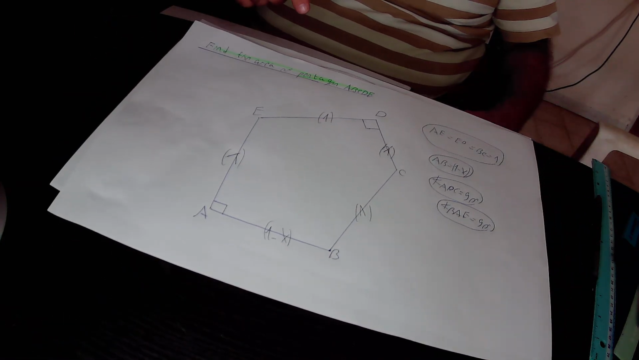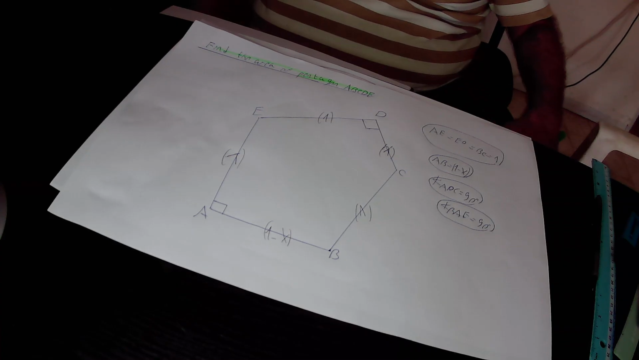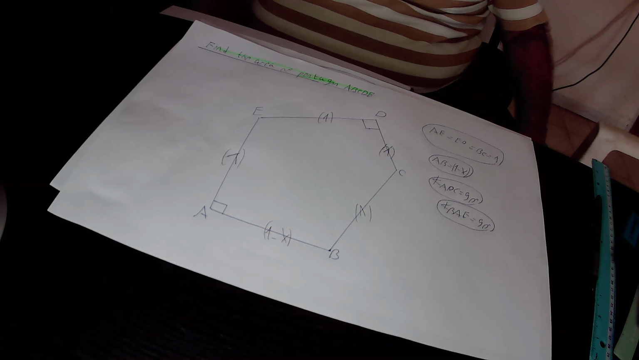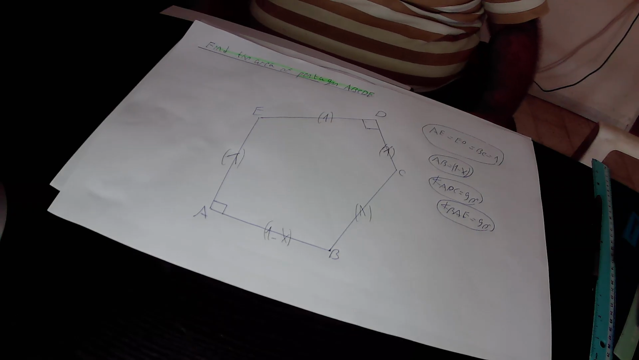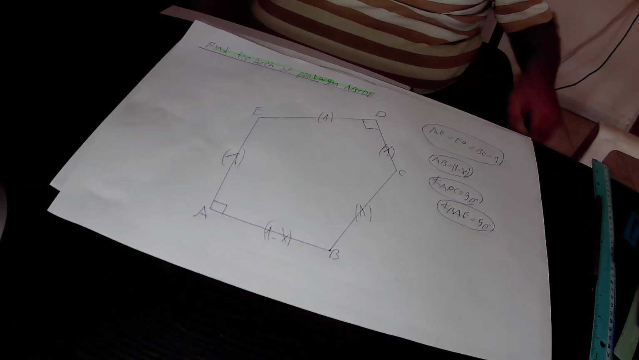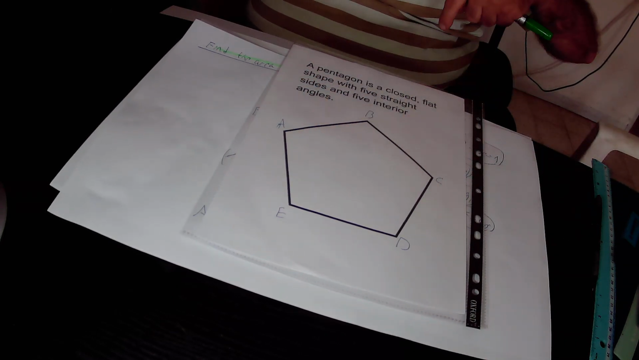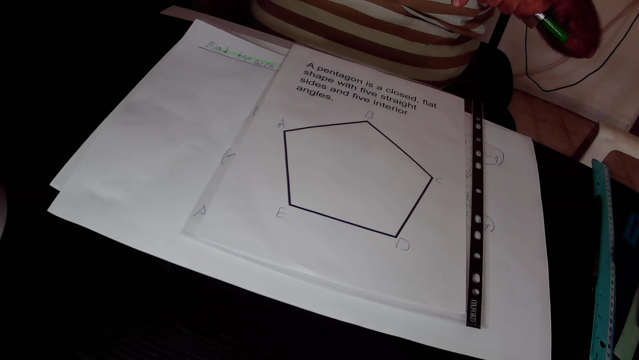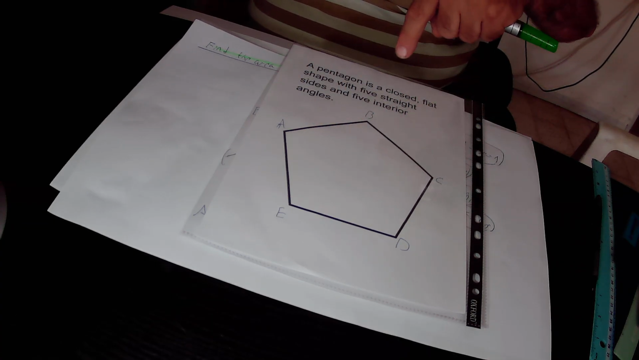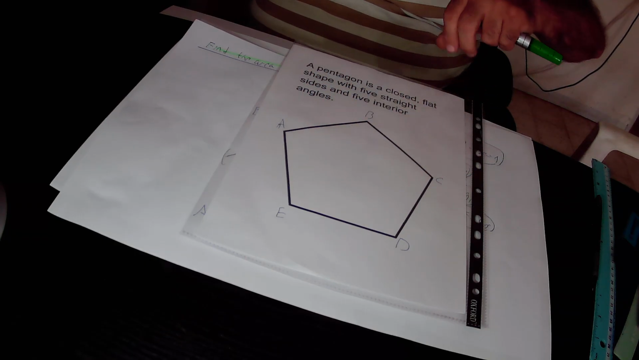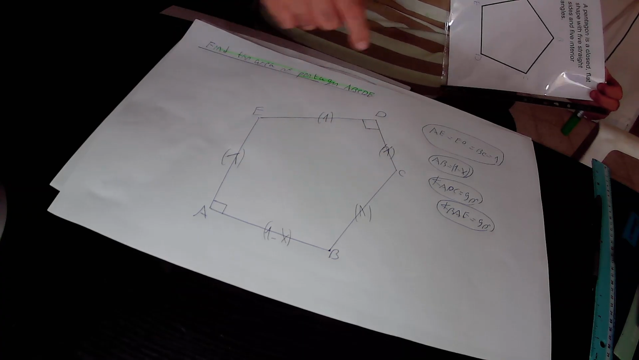In the drawing, you have pentagon ABCDE. So what is a pentagon? A pentagon is a flat closed shape with 5 straight sides and 5 interior angles. This is pentagon ABCDE. Pentagon ABCDE has 5 sides: 1, 2, 3, 4, 5, and 5 interior angles: 1, 2, 3, 4, 5.